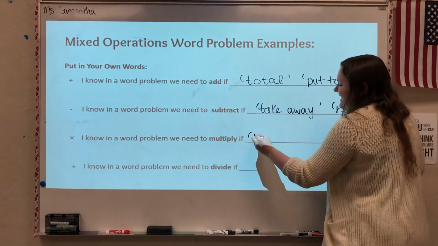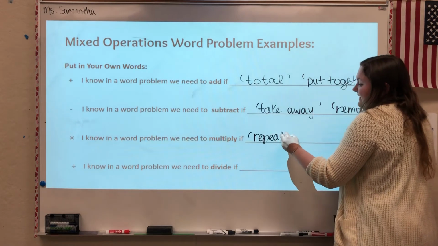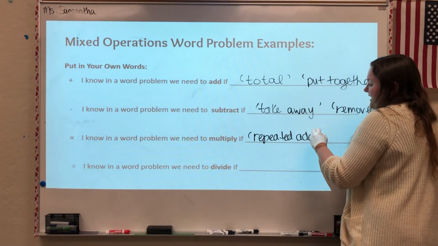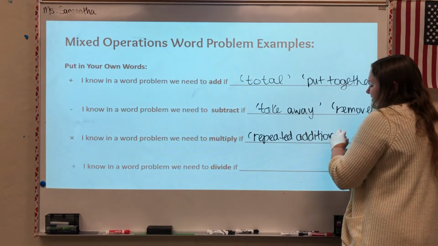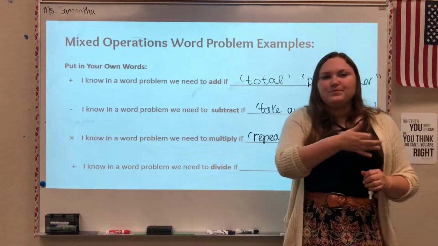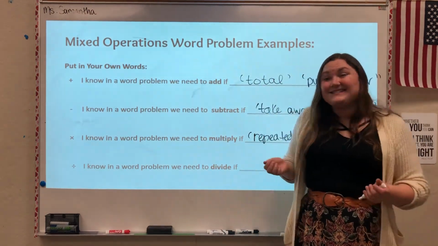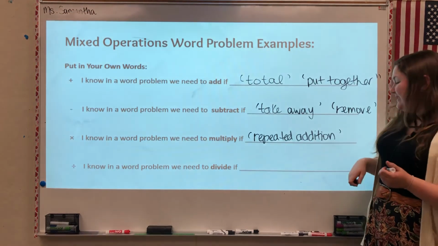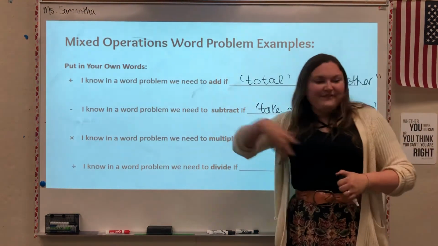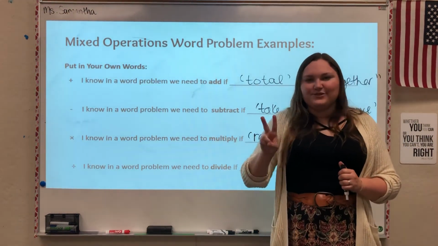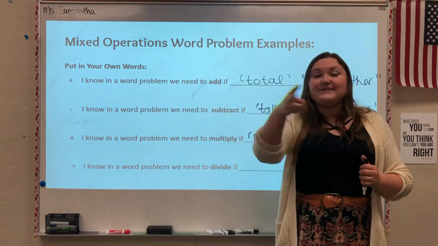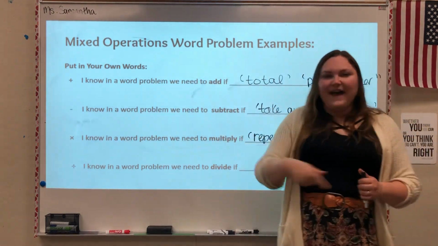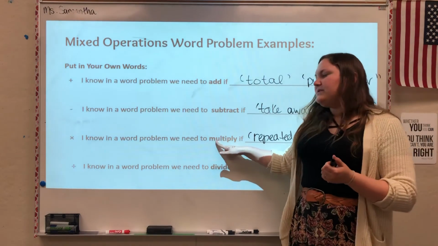Multiplication, we have this idea of repeated addition. If you are trying to find the total of a bunch of groups and all those groups are the same size, it's this idea of repeated addition. So if I have 5 tables in this room and each table has 2 students, I could use addition, right? Or I could just say, well, there's 5 groups of 2. Let me multiply.